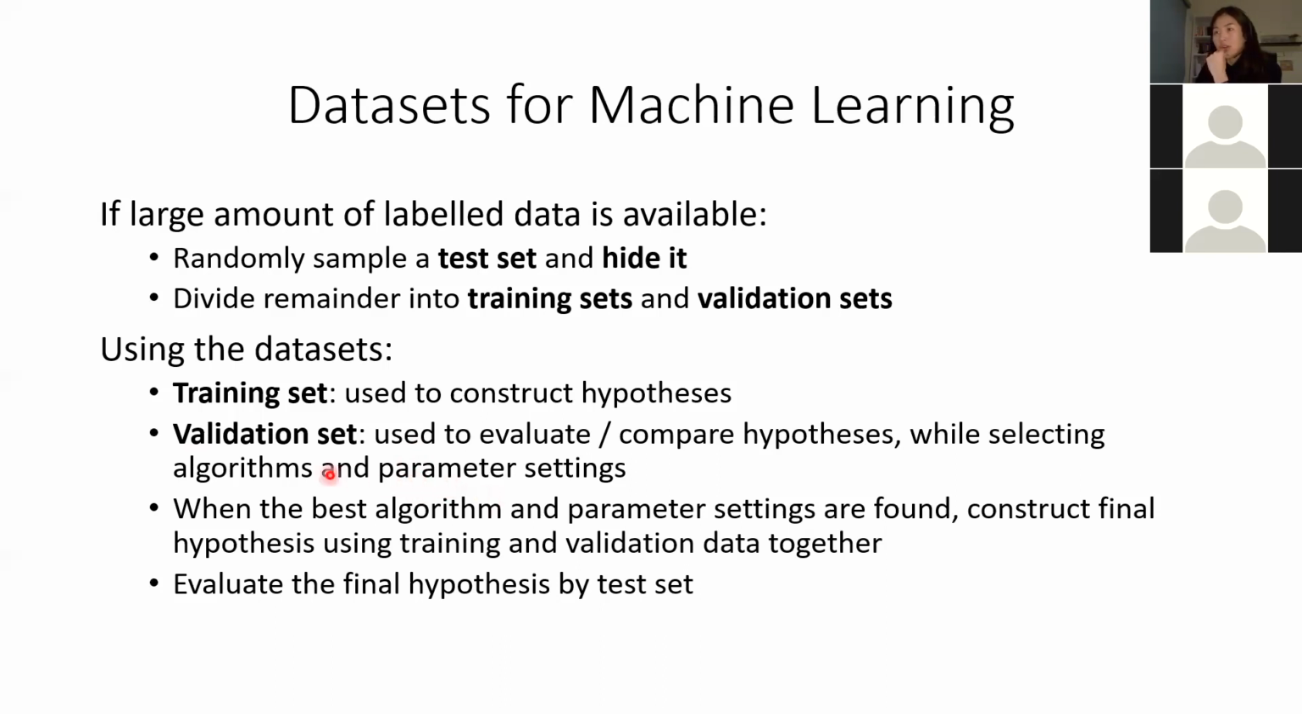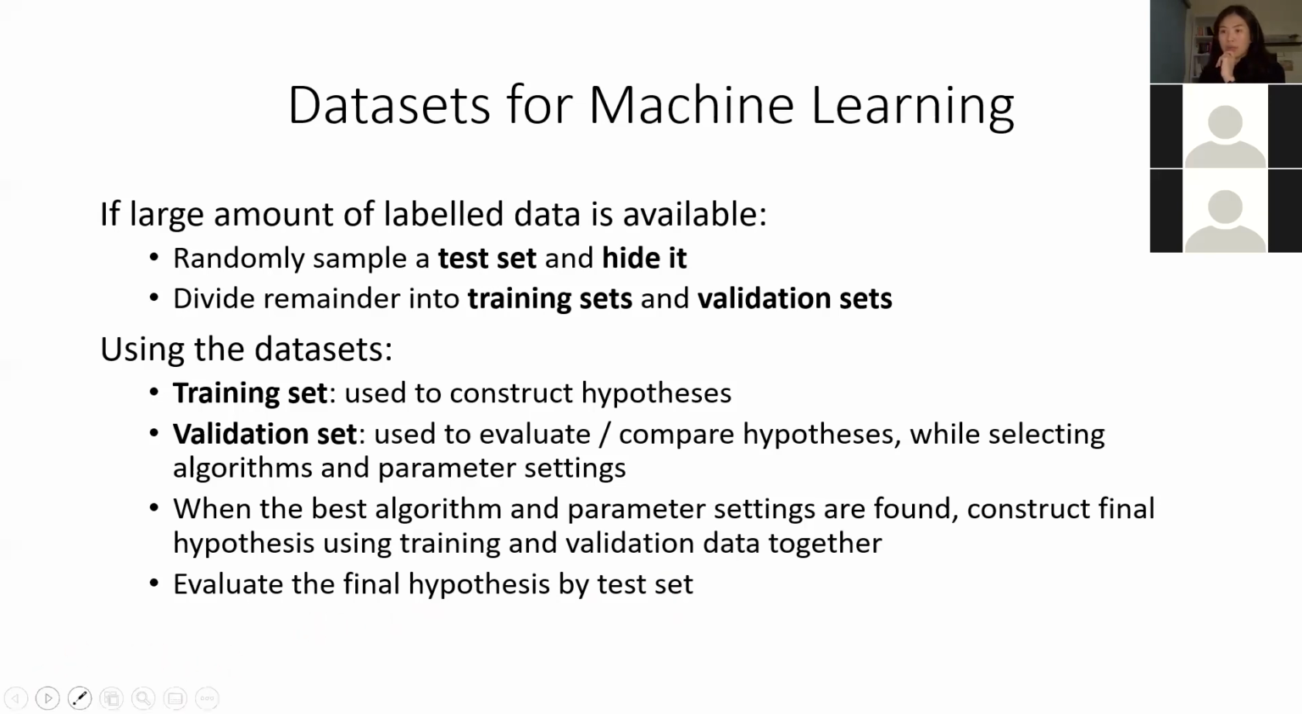And all right, so once we know, okay, at this point I think I got the best algorithm. Once we decide, then what we can do is, with those parameter settings and the algorithm, we just train the model with the training and validation data together. And then based on that, we can evaluate the final model with the test data set. Yeah, I think that's kind of straightforward.